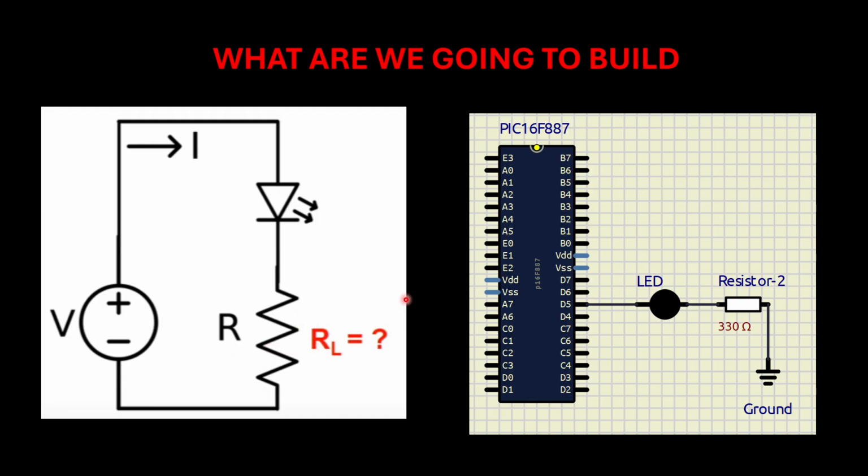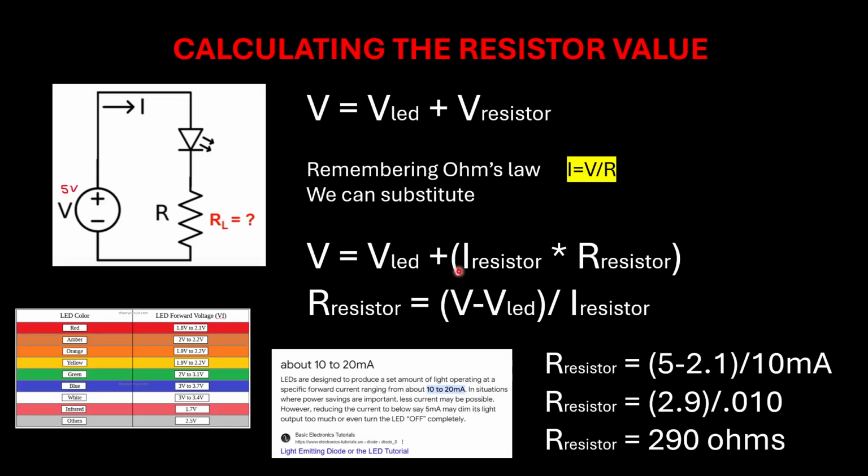But we need to determine which will be the value of the resistor, or which will be the resistance in this case, because according to the datasheet, the PIC16F887 microcontroller cannot supply more than 20 milliamperes. Okay, so this is important to know. That is the reason why we have to determine this resistor according to our needs. So in order to do that, we need to calculate this.